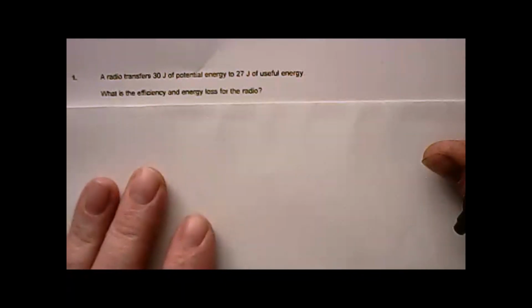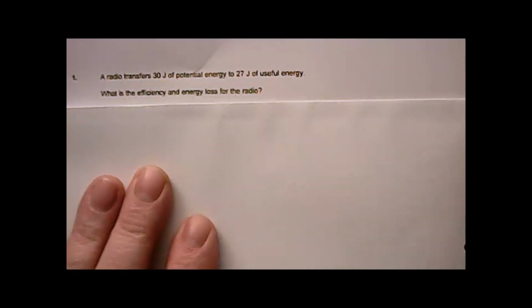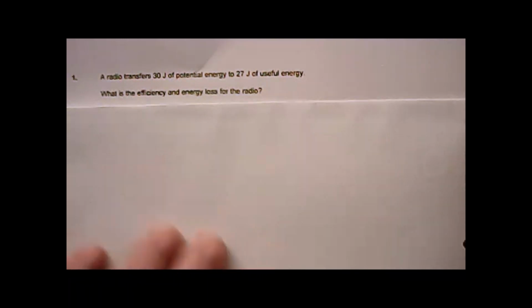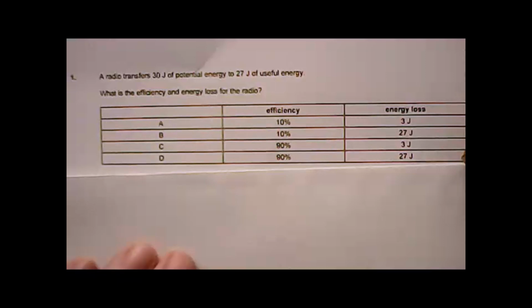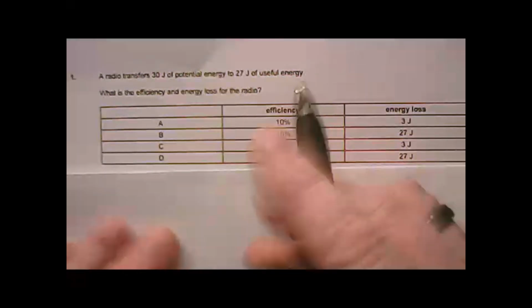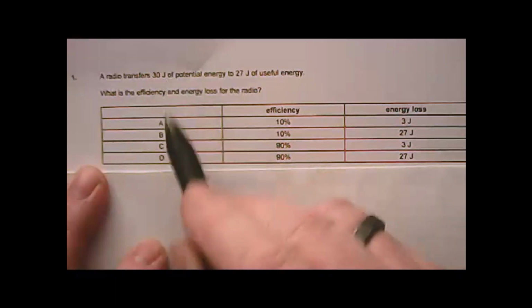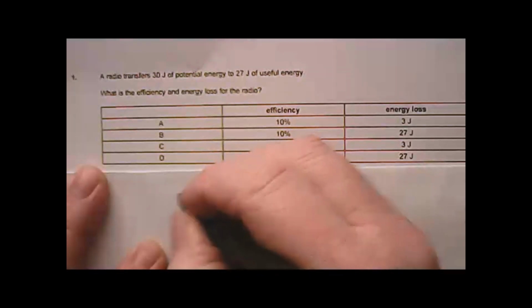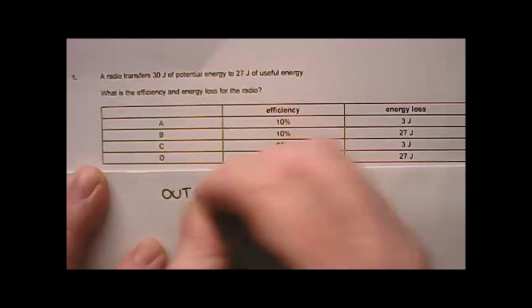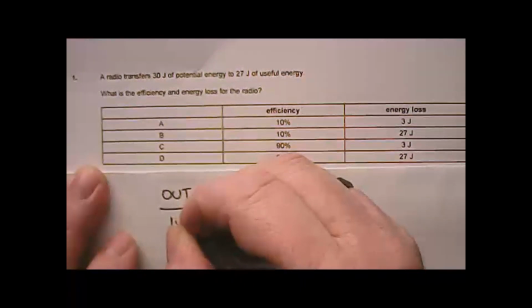Okay, a radio transfers 30 joules of potential energy to 27 joules of useful energy. What is the efficiency and energy loss for this radio? There are your options, A, B, C, or D. What do you think? Okay, so this is a question on efficiency. We're talking about useful energy compared to some energy that we've started with. What is the efficiency? Efficiency is all about comparing what you get out with what you put in.